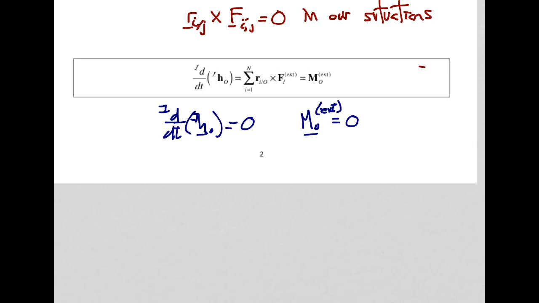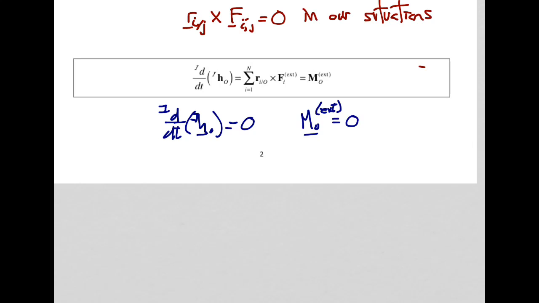And so recall for a moment that we have this assumption here that this is also when all the internal moments are equal to 0. And just like when we were looking at the conservation of angular momentum for a single particle, this doesn't mean that there are no external forces on the system. We can still have external forces on the system.